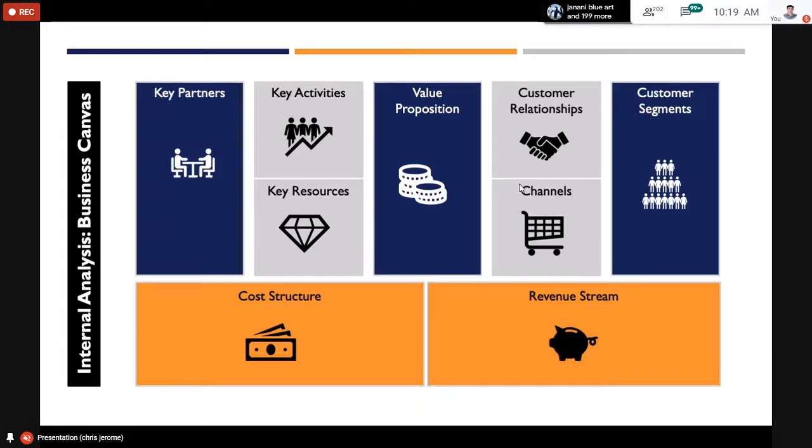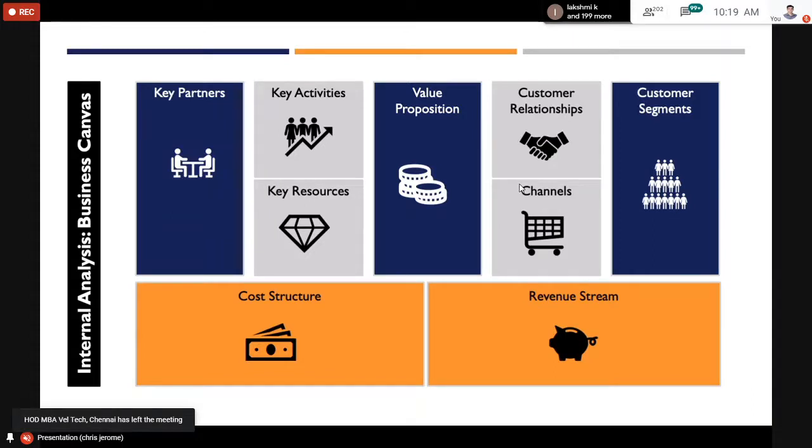Identifying who the customers are. All customers are not created equal. Every business segments its customers. So defining how customers are segmented. Is it geographic? Is it based on some income level or gender? Spelling that out is very helpful.